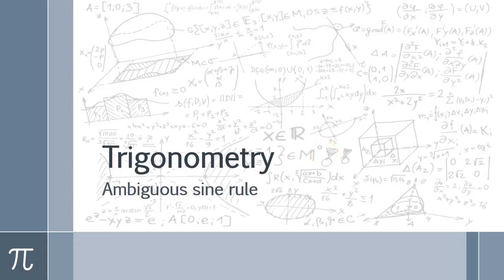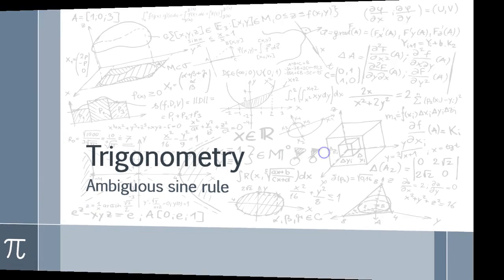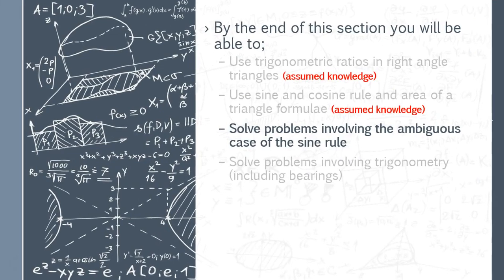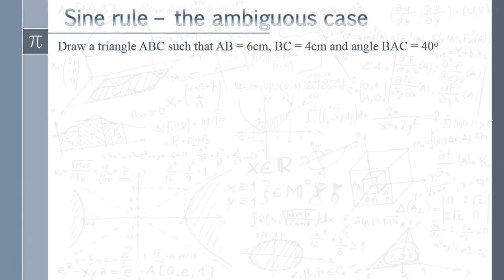Hello and welcome to this second video in the series on trigonometry. This is just a quick video looking at the sine rule, because sometimes, depending on the information you're being given, things can get a little bit sneaky. So we're going to have a look at what's referred to as the ambiguous case of the sine rule. We're going to solve problems using this ambiguous situation.